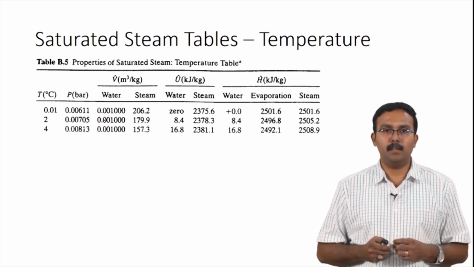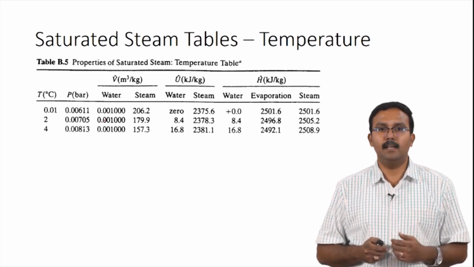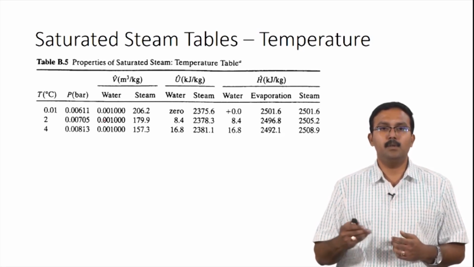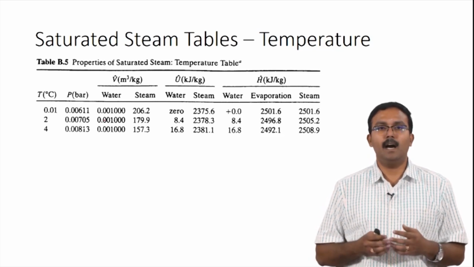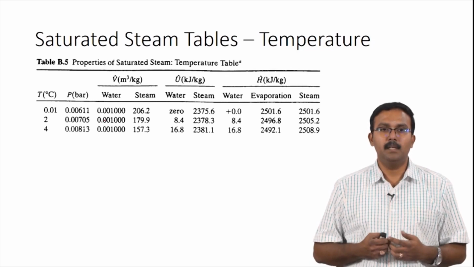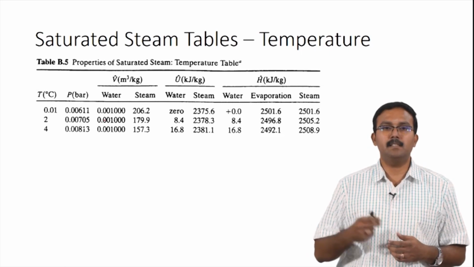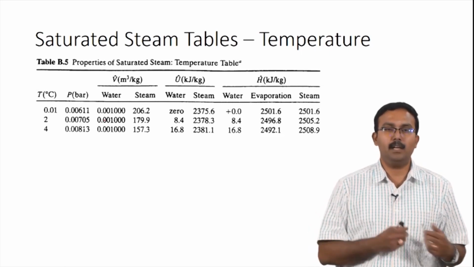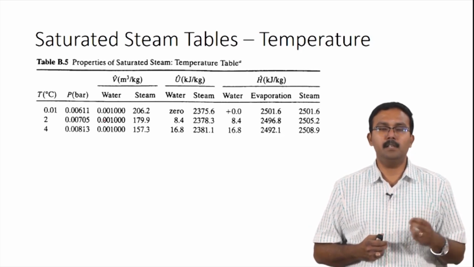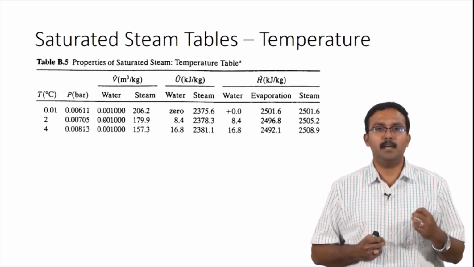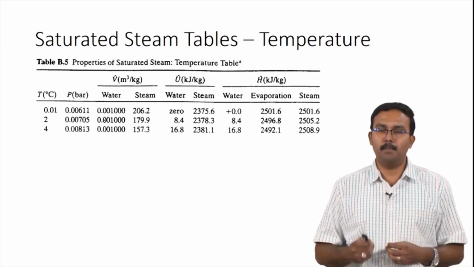Let us take one particular example. For example, if we were to take 2 degrees Celsius and a pressure of 0.00705 bar, in that condition you have a vapor-liquid equilibrium where the temperature is 2 degrees Celsius and the pressure is the corresponding saturation pressure for that temperature. The first data point you see is 0.01 degrees Celsius and a pressure of 0.00611 bar. So, this is the triple point.